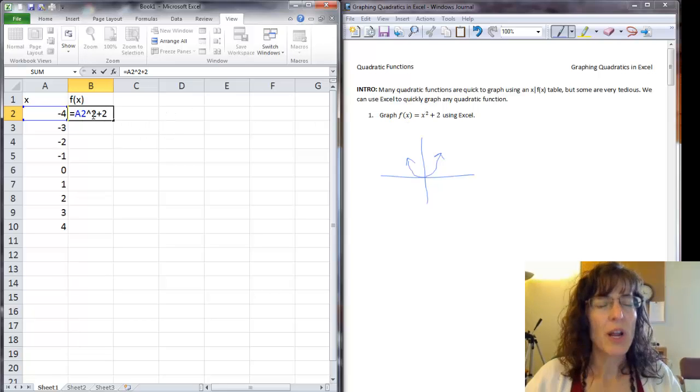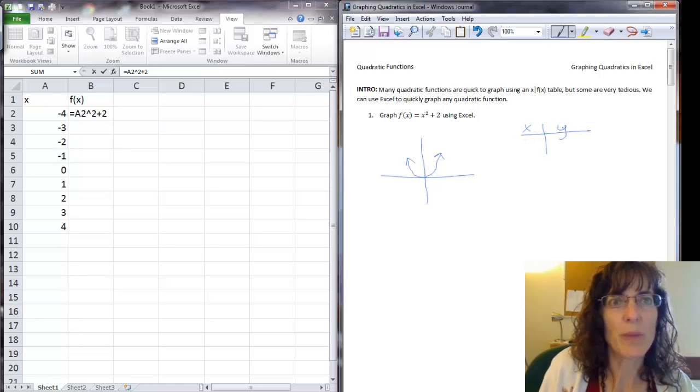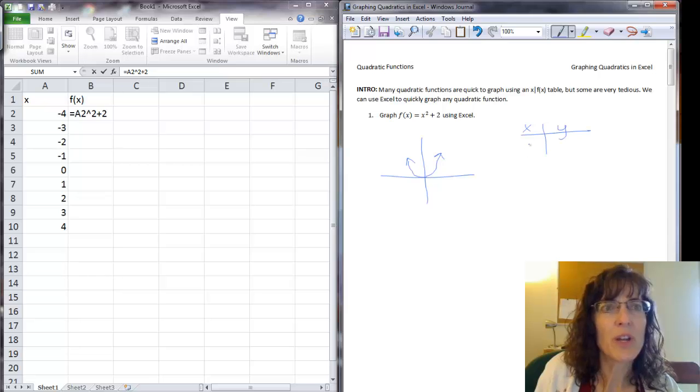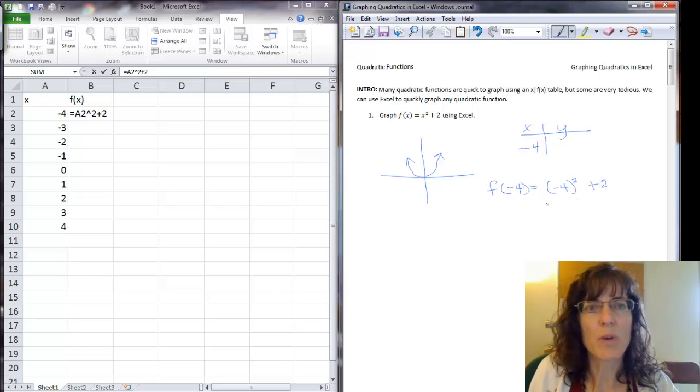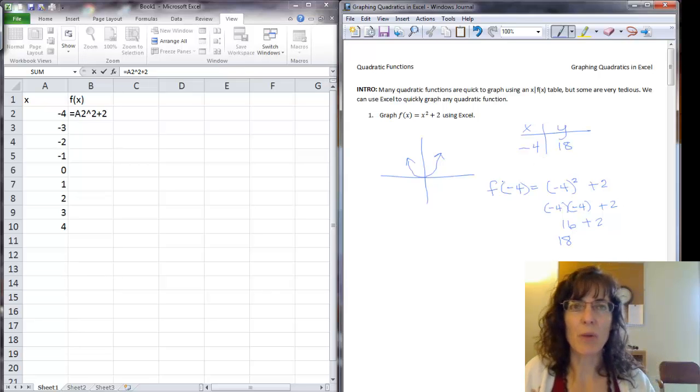So when I push enter, let's think about it before we do. So we have -4, just because it's always good to double check your Excel work so that you don't make big errors and it just doesn't even occur to you. So we're putting in a -4, so that means I should have f of -4 equals -4, that's my x, I want to square that, and then plus 2. So -4 quantity squared, remember, is the same thing as -4 times -4, and when I multiply those I get a positive 16. I still have that plus 2 on both lines, so I get an 18. So I expect to get 18 for my y.